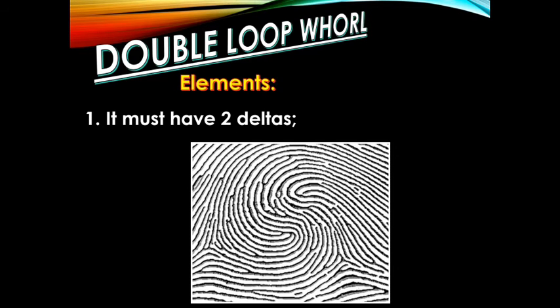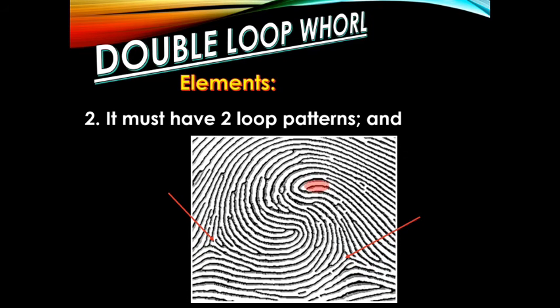So the first element of the double loop whorl is, again, it must have two deltas. Consider again the rules in locating the delta, as I have mentioned in my first video. Our second element is it must have two loop patterns or two recurving ridges. So we have here the first loop pattern and we have here the second loop pattern.